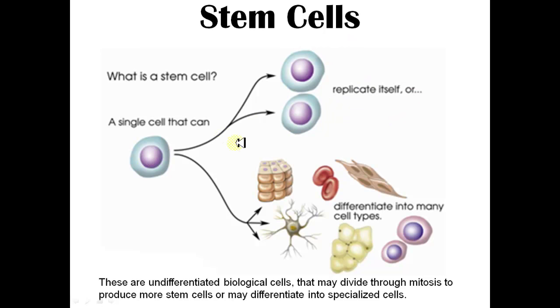But we can also take these things and give them a bath of special chemicals and actually make them into very differentiated cells, where we can make stomach cells, nerve cells, blood cells, skin cells, as well as other stem cells if we don't do that. So these undifferentiated biological cells may divide through mitosis to make more stem cells, and they can be differentiated due to chemicals to become specialized cells.